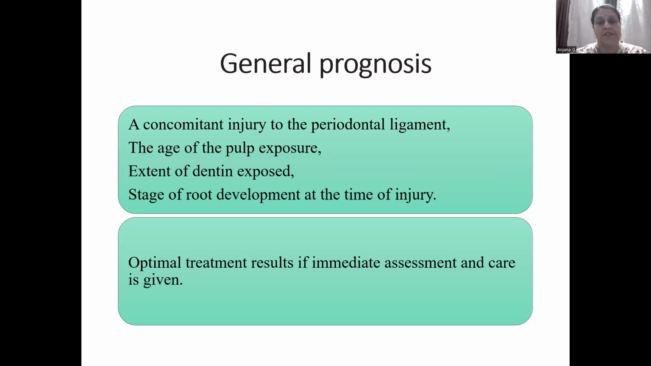Optimal treatment results, if immediate assessment and care is given. That is, if the patient reports to you immediately and you take care of it immediately after trauma, the prognosis is very good.